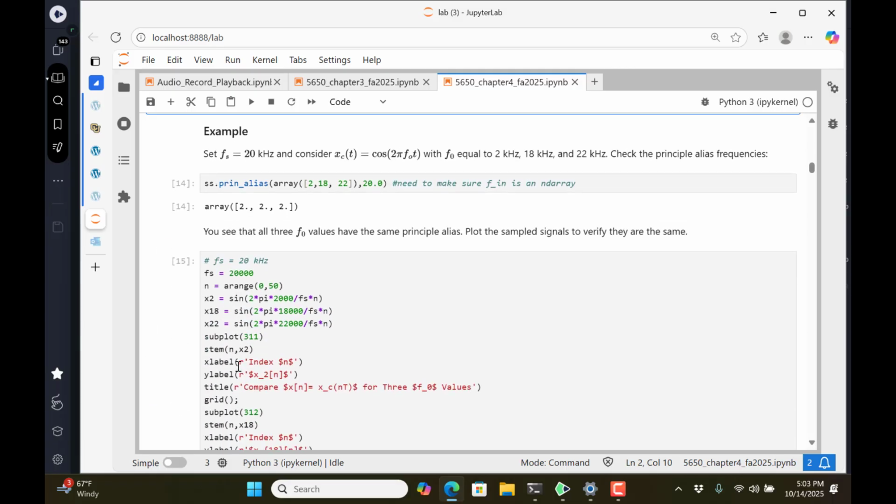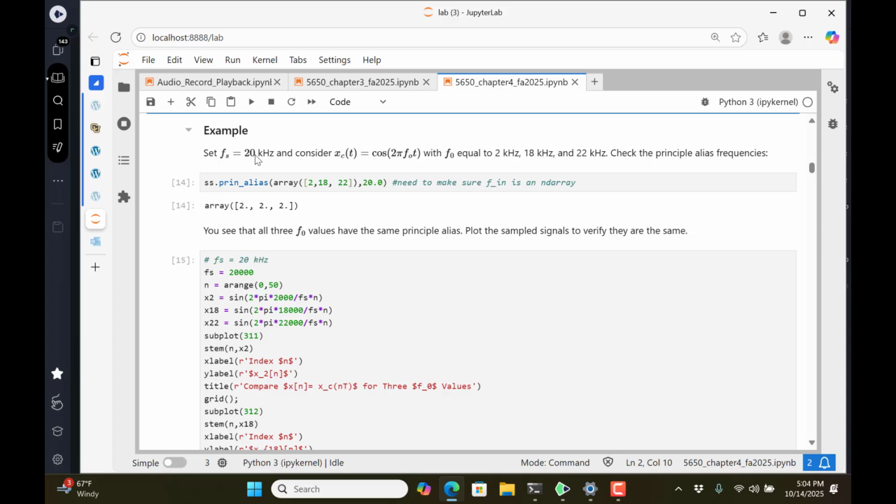So I picked an example here. I said, suppose I have a sampling rate of 20 kilohertz and I put in input frequencies in cosine waves at 2 kilohertz, 18 kilohertz, and 22 kilohertz. So what my mind would do, sampling rate is 20 kilohertz. To avoid aliasing, I have to keep the input less than 1/2 the sampling rate, right? So 10 kilohertz. So the 2 kilohertz will come out properly. The 18 kilohertz is going to get aliased, and it's 2 kilohertz below 20 kilohertz.